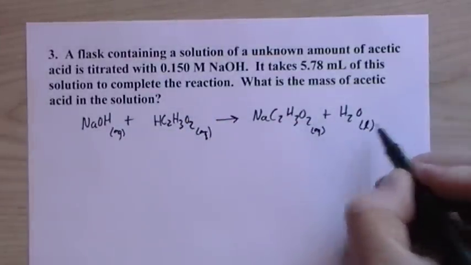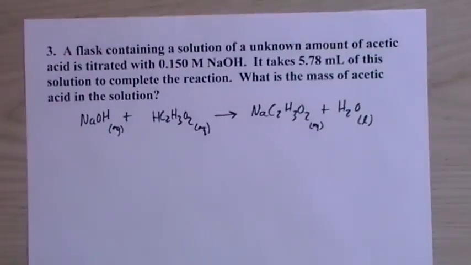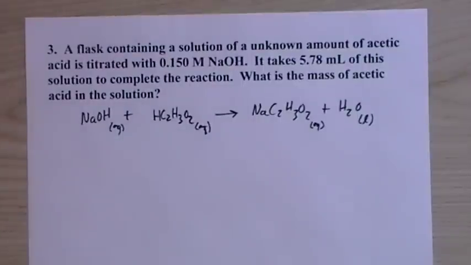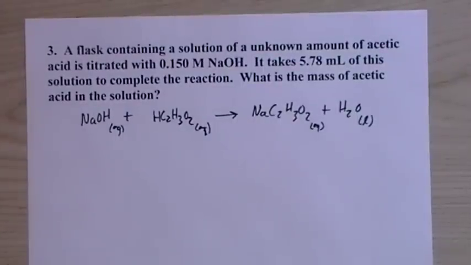Should be able to find this. I've done this for finding the complete and net ionic equations before, so this is the molecular equation, but this is what we'd start with. It takes 5.78 mils of this solution to complete the reaction. What is the mass of acetic acid in the solution?